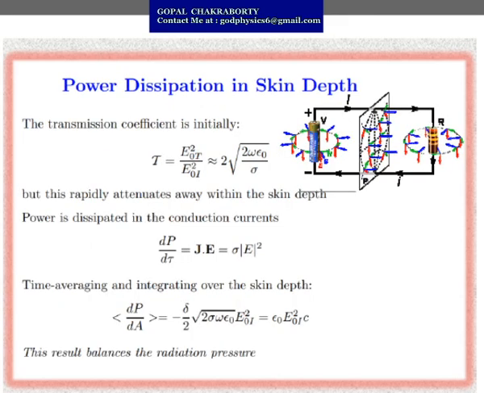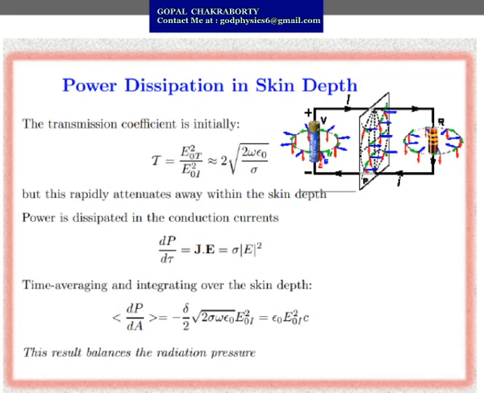Now, how will we calculate the power dissipation in skin depth? The transmission coefficient is initially T equals E naught T square by E naught 1 square. That value should be equal to 2 under root 2 omega epsilon naught by sigma. But this rapidly attenuates away within the skin depth. So power is dissipated in the conduction current, that means dP/dt equals J dot E, that is equal to sigma mod of E square.